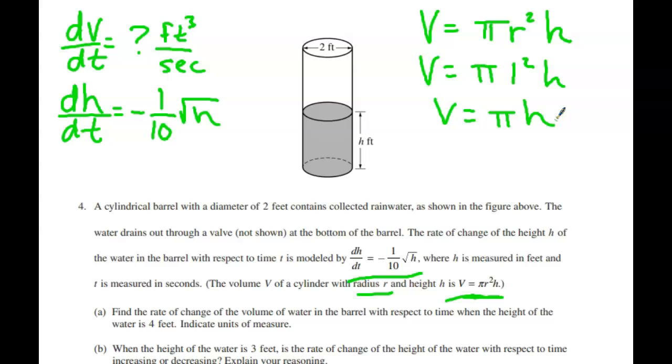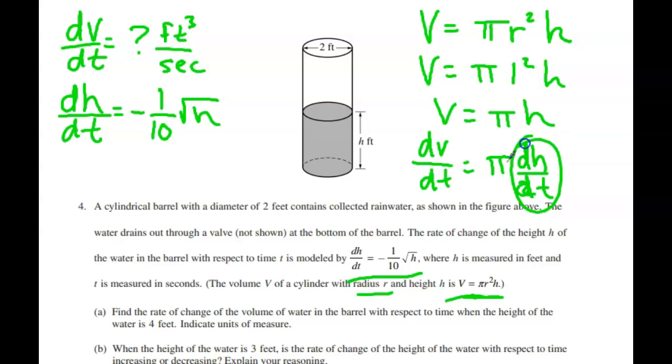So the good news is we didn't really need to do anything with the r other than just plug in 1. Anyway, so we take our formula, and now we take the derivative of it so that we can use the derivatives over there. So the derivative of V with respect to t is equal to pi, which is a constant, so it just stays there, times dh/dt. Now we plug in what we know. We've already admitted we don't know what the volume is. Pi is just a number. And now we're going to plug in dh/dt.